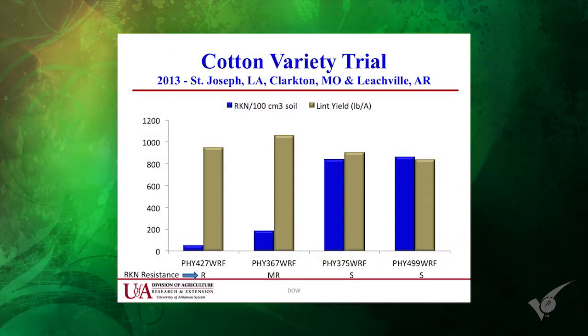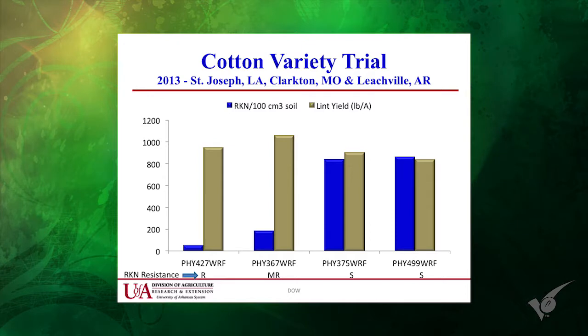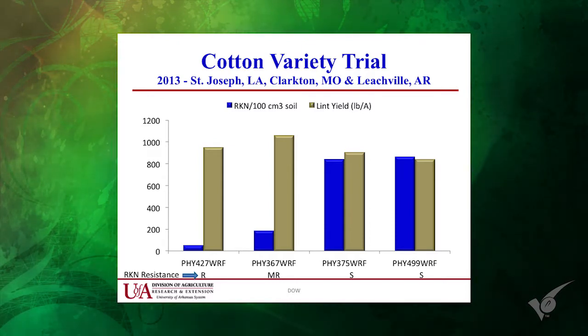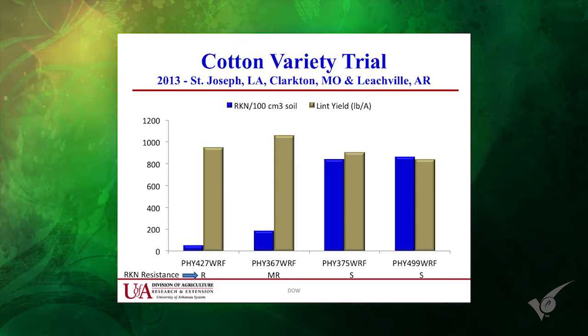Here's just a variety trial, to give you an idea of that population. That's in those blue bars. So I've got both the galling as well as the yield on the same graph here. So those blue bars for that resistant 427, hardly any reproduction. A little bit more with the moderately resistant. And of course, both of those are better than any of those susceptibles like Phytogen 499.